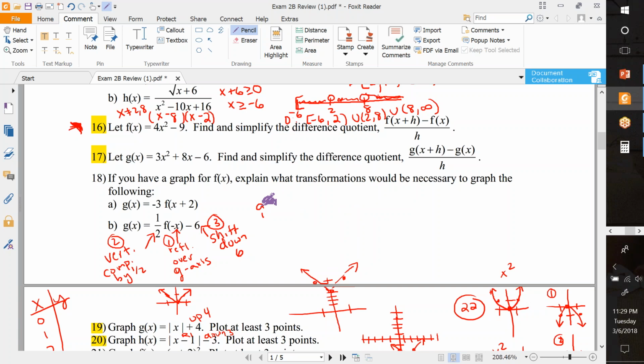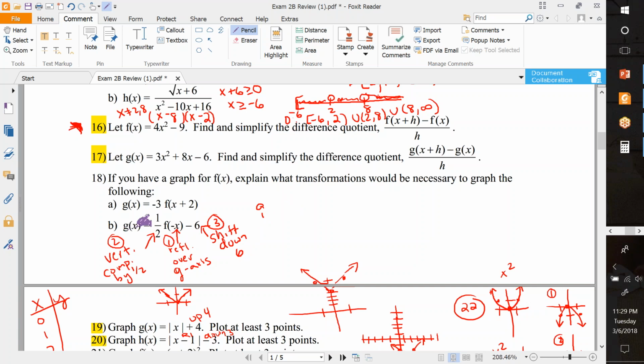Oh no! What just happened there? Okay. I don't know why my ink is no longer working, but I'll tell you what I was going to finish saying. It says it is a reflection over the y-axis, compressed vertically by 1/2 and shifted down 6. I was just going to write that as a sentence, but now my pen has decided to revolt. So I have no capability to write at the moment. That's not good.